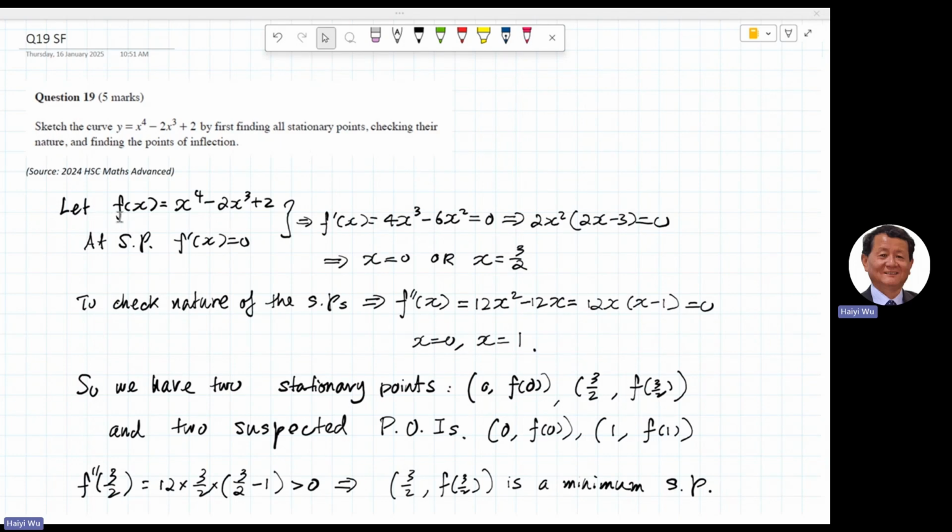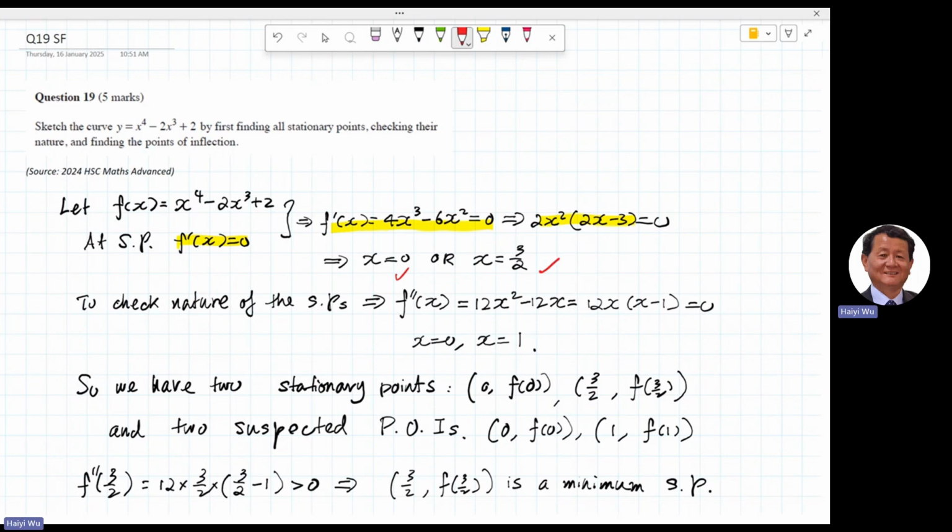So we know if I let f(x) equal the function, at stationary points the first derivative must be equal to 0. All right, so now we do the first derivative. I'm going to factorize into two factors. So x is 0, and the other one is 3/2. Now we check the stationary points and their nature.